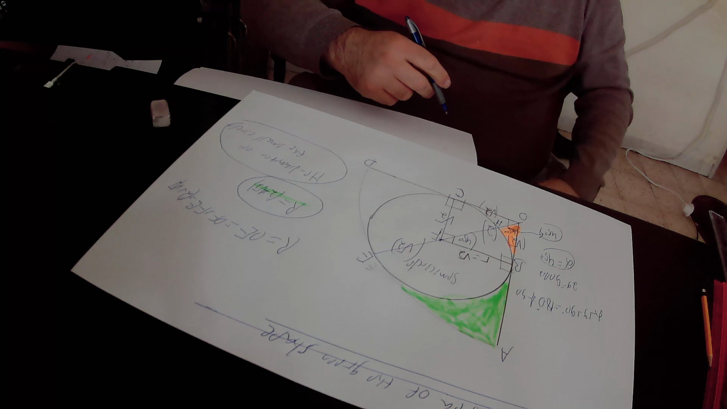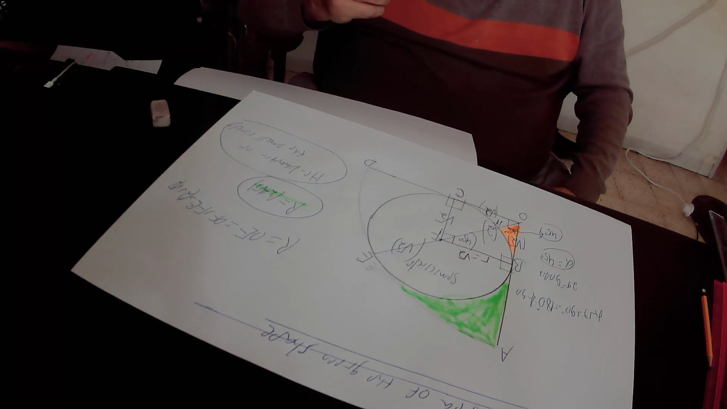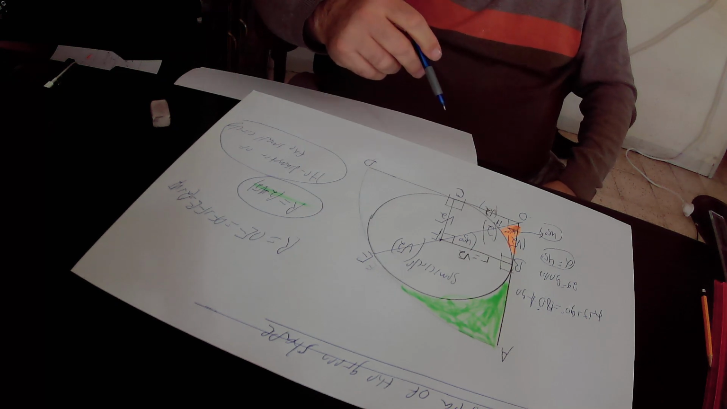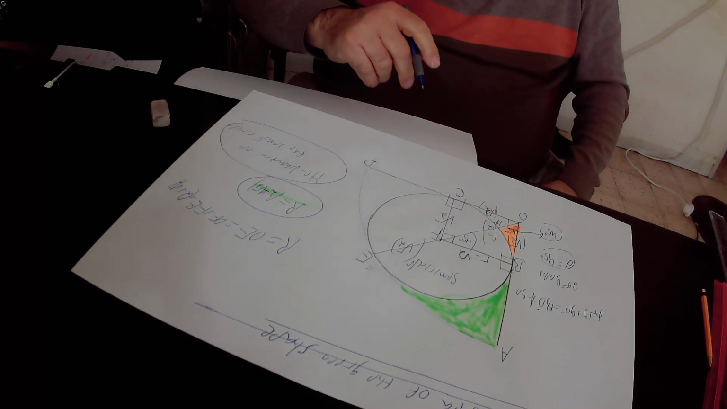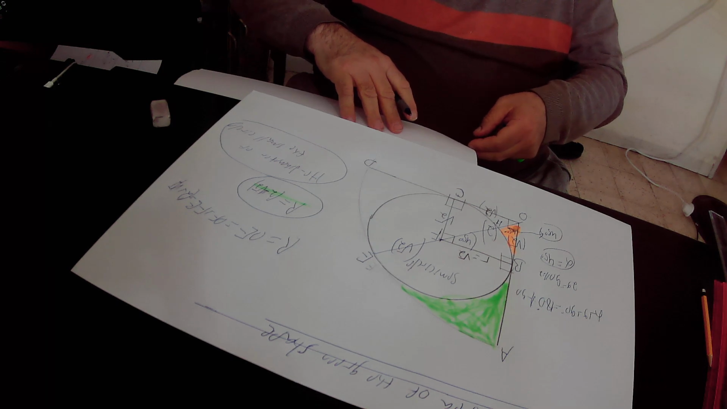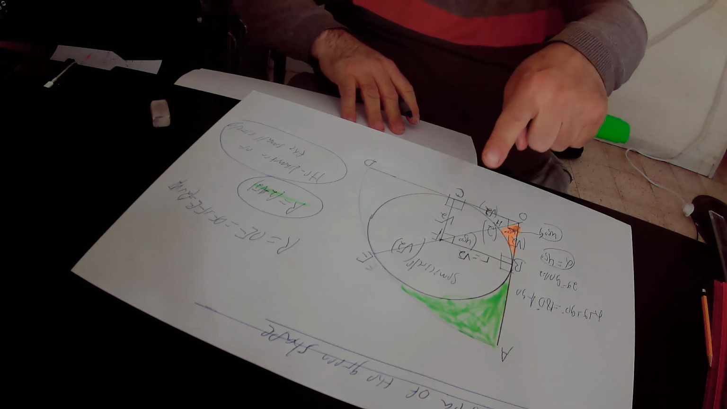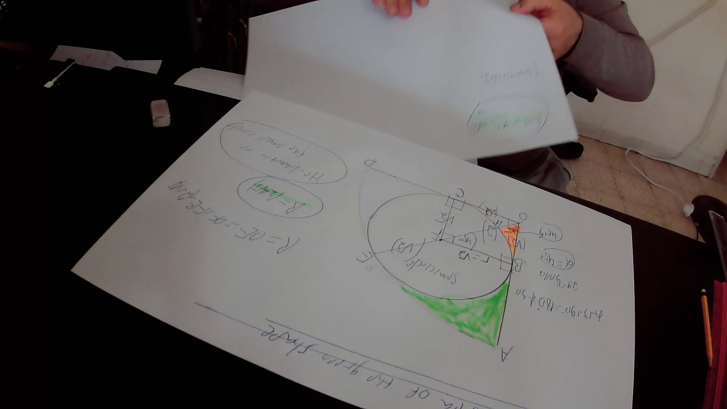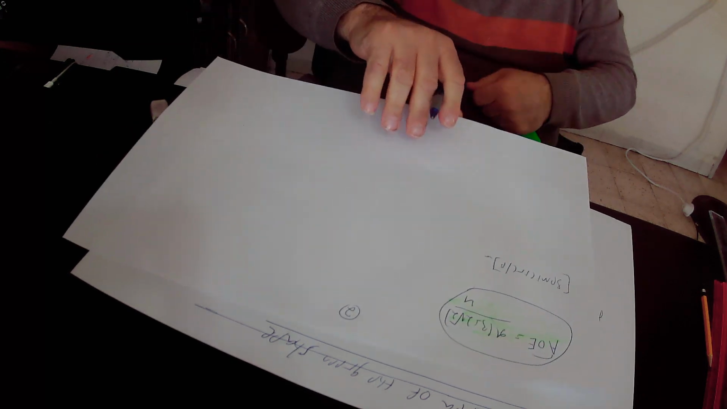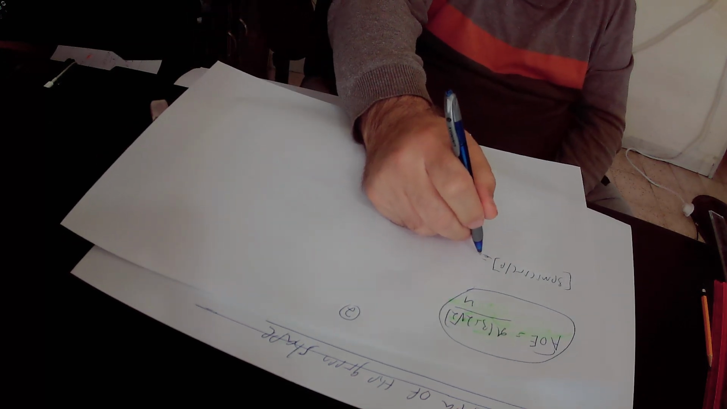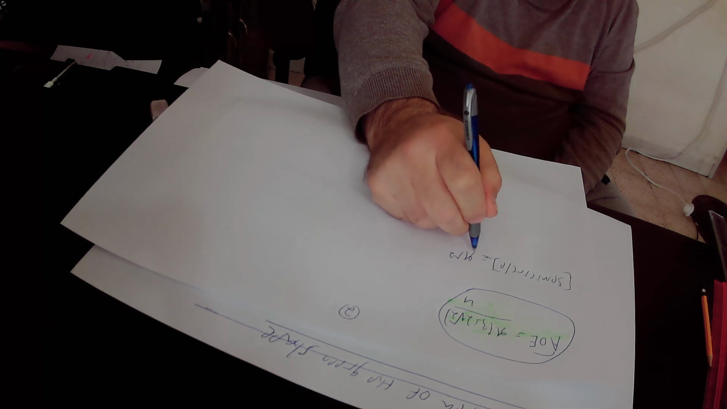The area of a semicircle is the area of the circle over 2. The area of the small circle is pi r squared, and if we divide it by 2, we get the area of this semicircle. So the area of the small semicircle in total will be equal to pi r squared over 2.